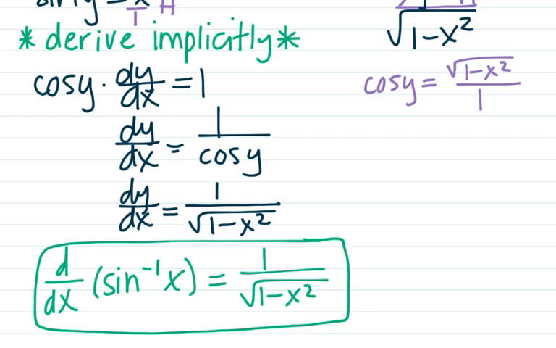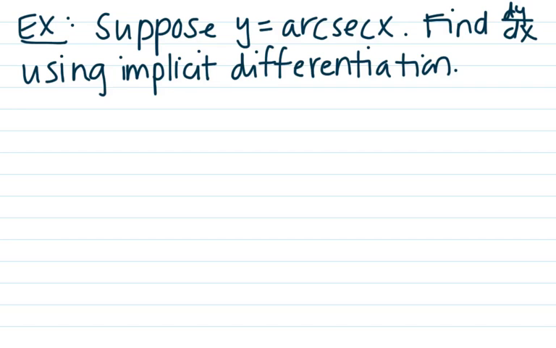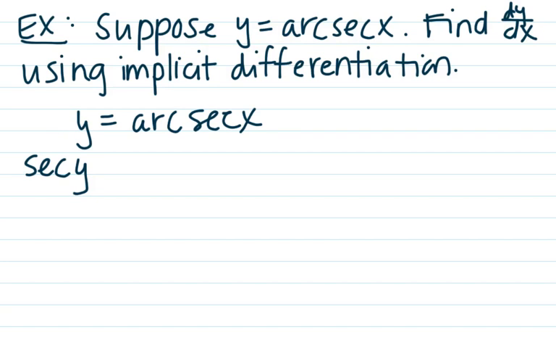And that's our first inverse trig derivative. Okay, so the next one we're going to look at is arc secant x. Suppose y equals arc secant x, find dy dx using implicit differentiation. Alright, so y equals the inverse secant of x. And similarly to the previous problem, we're just going to take secant on both sides to find the inverse of that inverse. Isn't that fun?